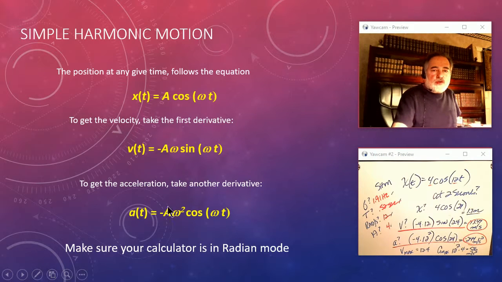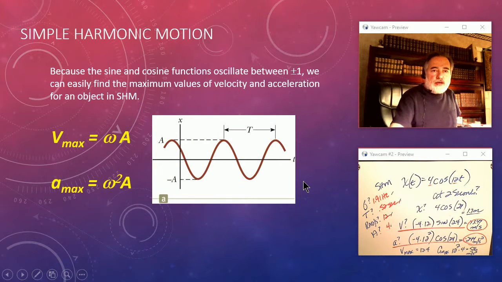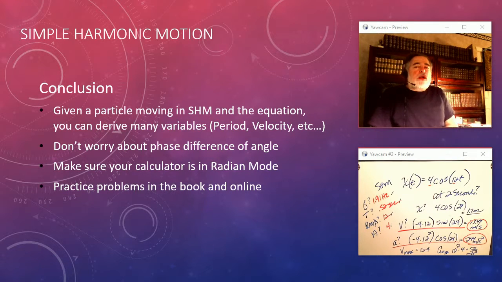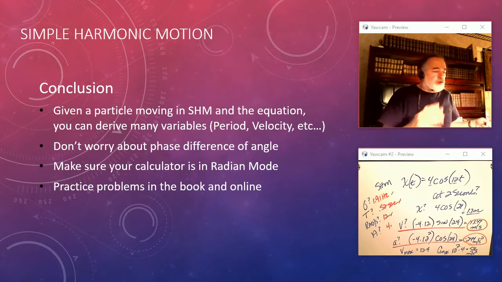Again, making sure your calculator is in rad mode. So, given a particle moving in simple harmonic motion and these equations, you can derive all these variables. Don't worry about phase difference in angle for the moment. Make sure your calculator is in radian mode and do the practice problems that you would find online or in the book.